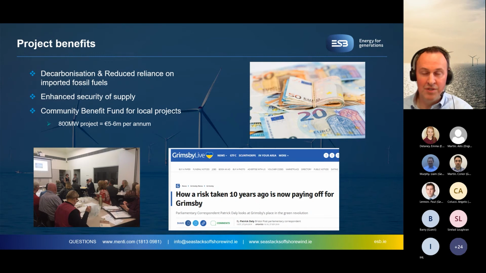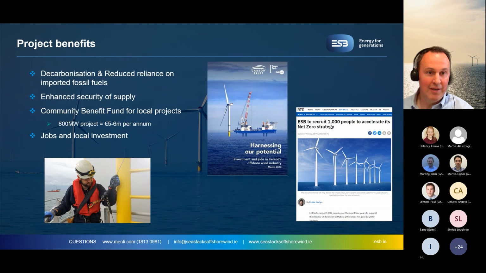Grimsby was a port town which was failing. It was a large steel industry town, a lot of car manufacturing, but that died to death. But off the back of renewable energy, offshore wind development, that has seen a very significant resurgence. And then just associated with that, I guess, is the very last point. It's the jobs and local investment piece.